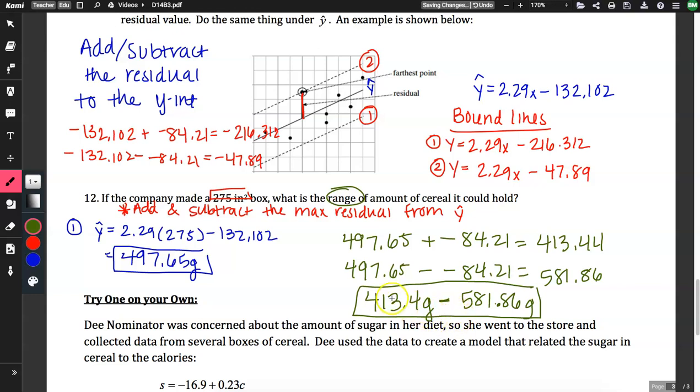What this means is, if you were part of this company and they asked you, hey, we have a 275-inch box, how much cereal do you think it could hold? This is like a mathematical backing. You're not just guessing and saying maybe 400 to 500 grams. You're saying we've calculated it probably will hold somewhere between 413 grams up to 581.86 grams. It's giving you a range for prediction to help make decisions for the company.